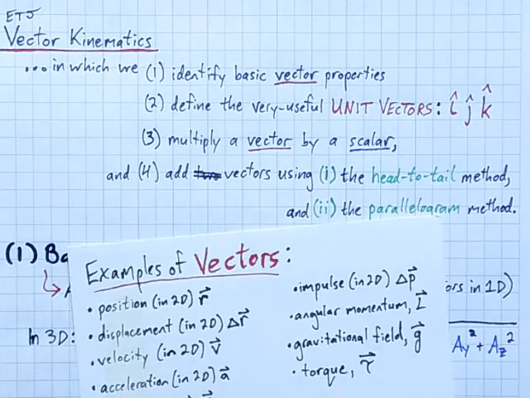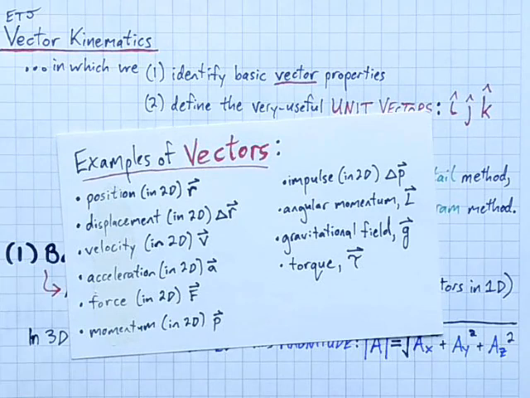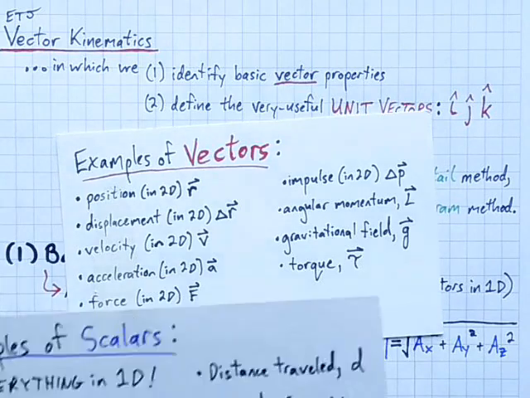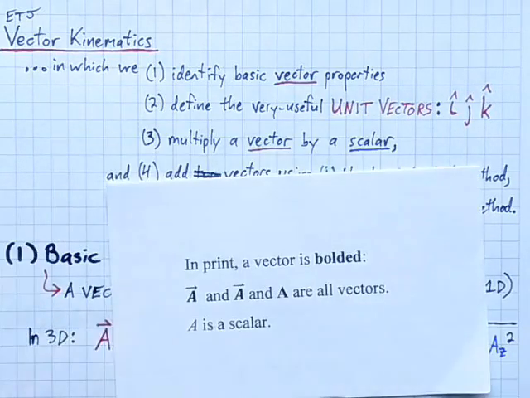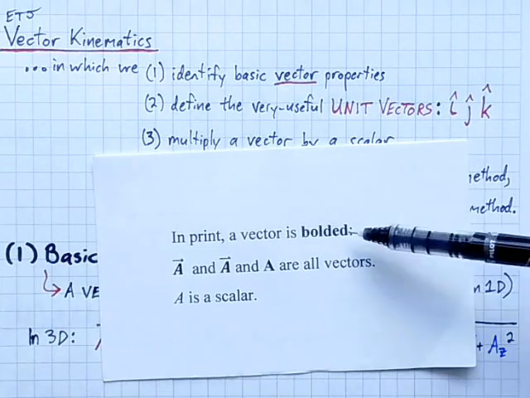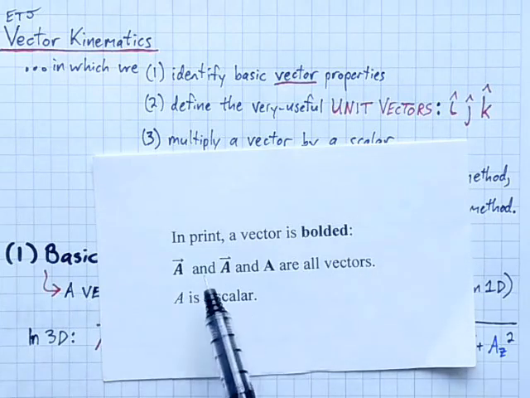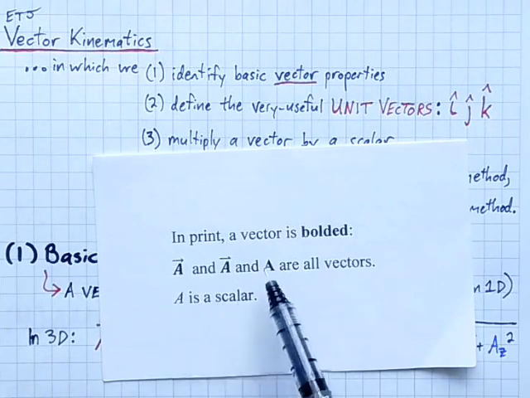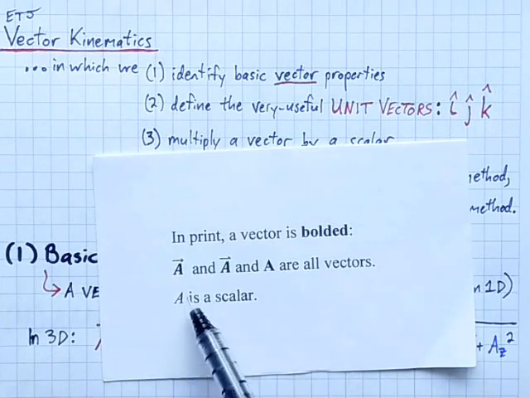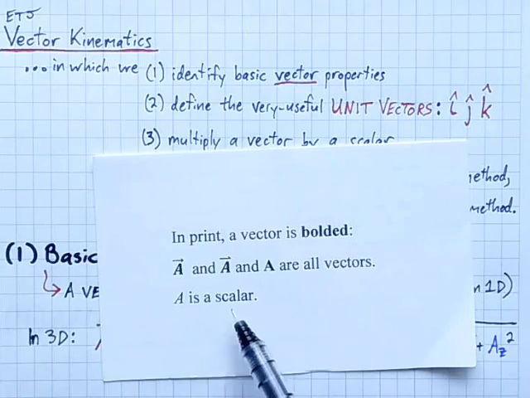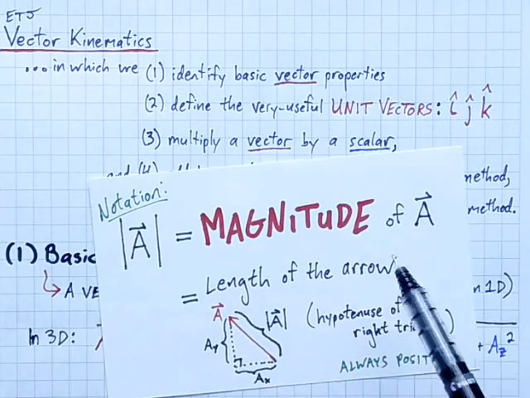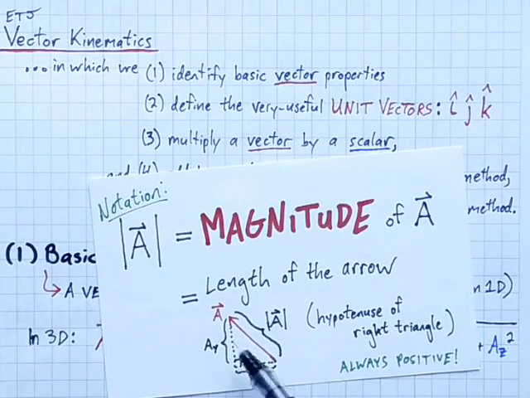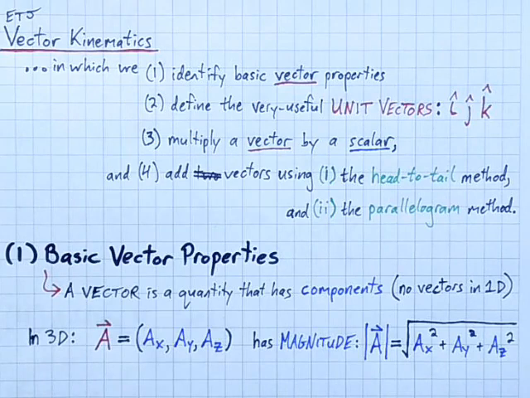Okay, examples of vectors would include all of those things. Examples of scalars would include all of these things. And in print, you can identify a vector because it's usually bolded. So this typography here all indicates vectors, and a value in italics that's not bolded is generally recognized as a scalar. And once more, the magnitude of a vector being the length of the hypotenuse, that's always a positive value based on this definition here.